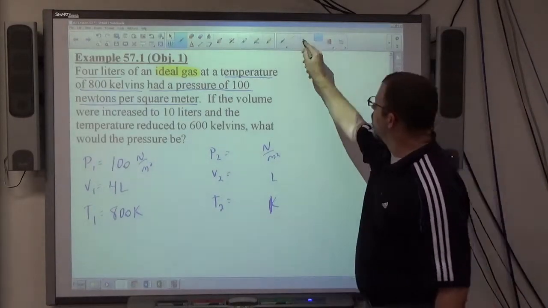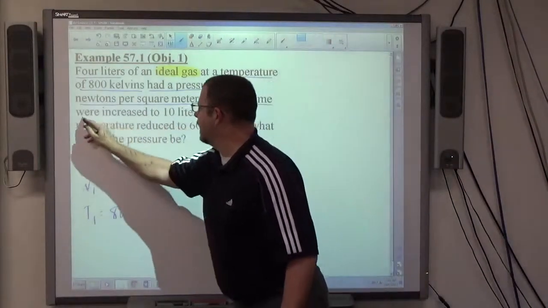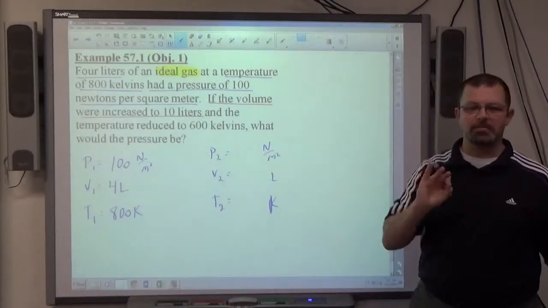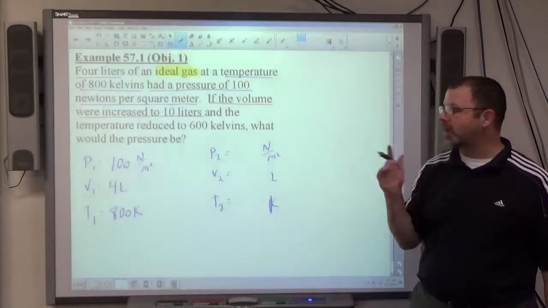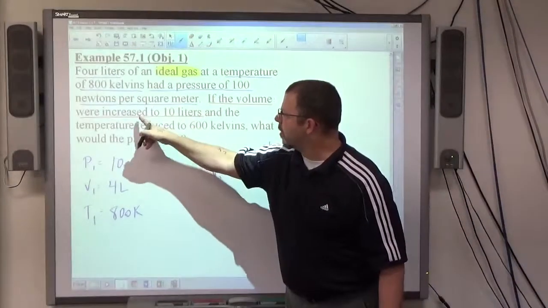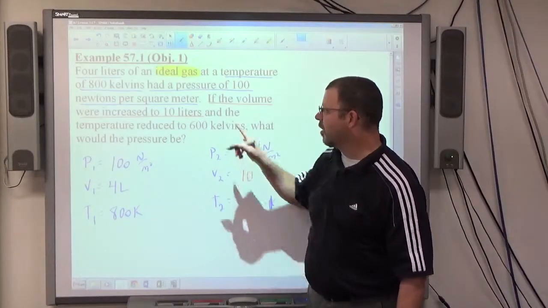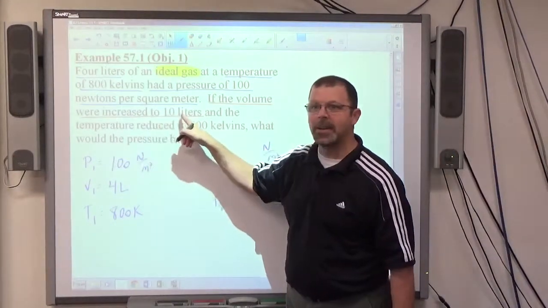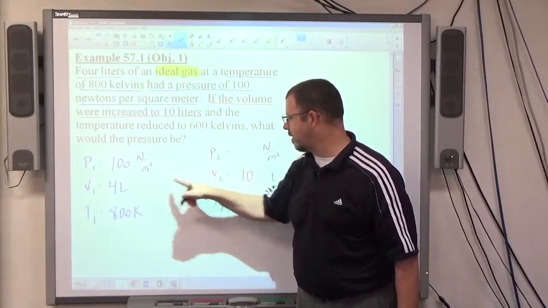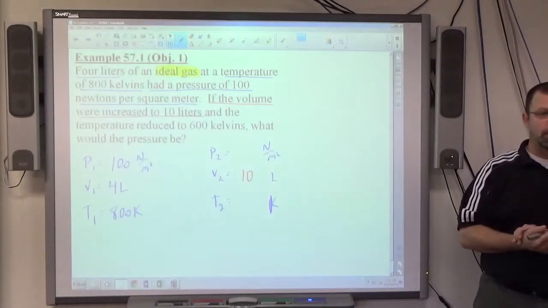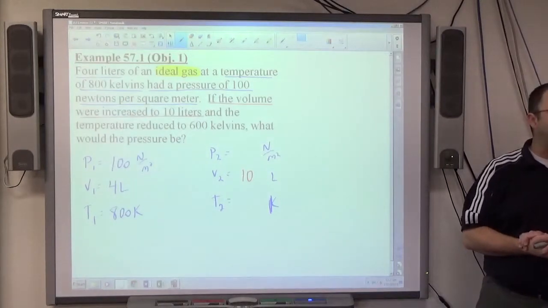Okay, the volume were increased to 10 liters. Now be careful with this. They do it just very few times, but they do it sometimes. If it says the volume were increased to 10 liters, that means the new volume is 10 liters, right? If it said it was increased by 10 liters, 4 plus 10 will make 14 liters. So just be watchful for that. If they change up the wording a little bit there, that's a place where people have messed up.